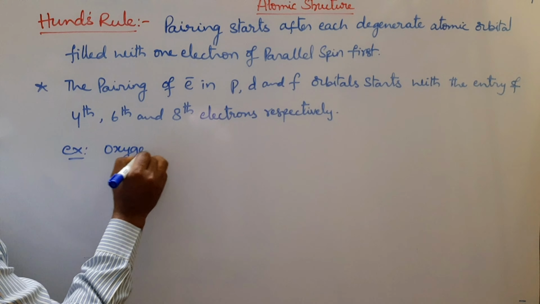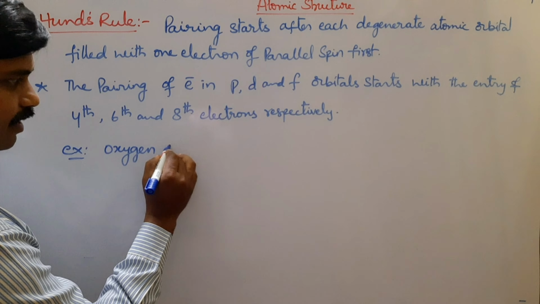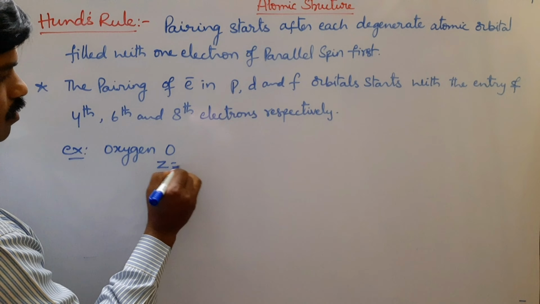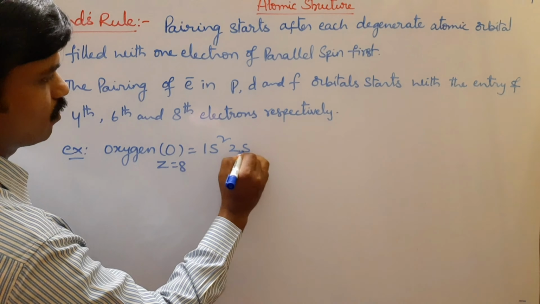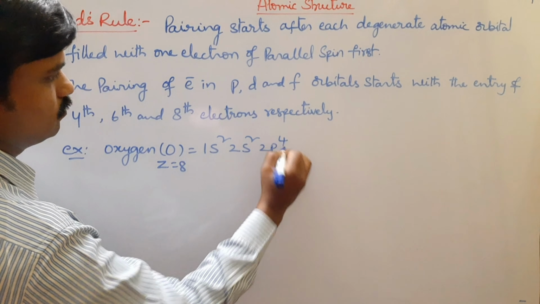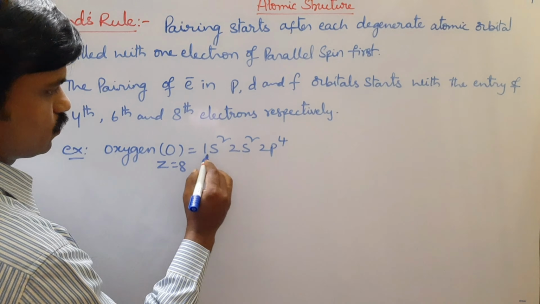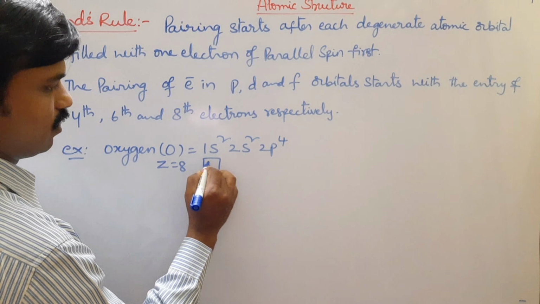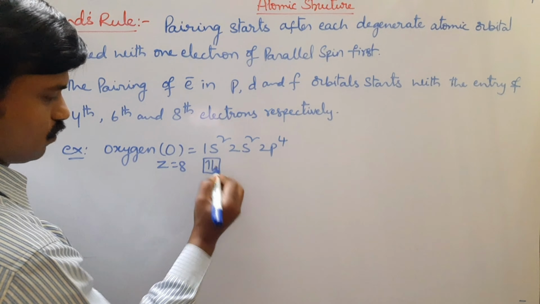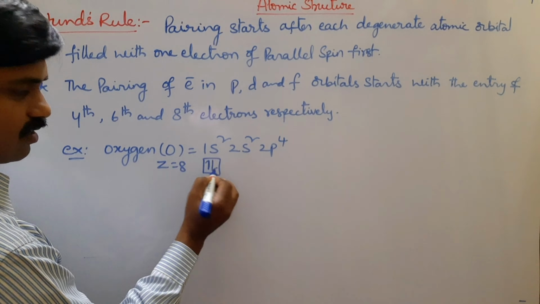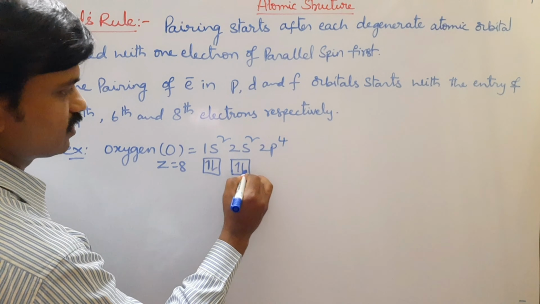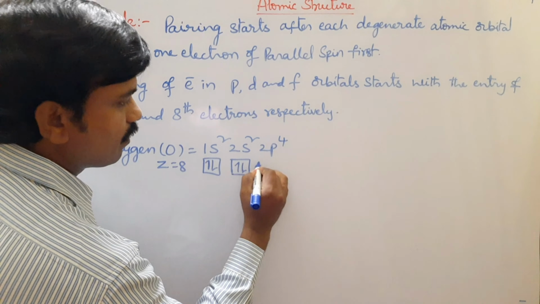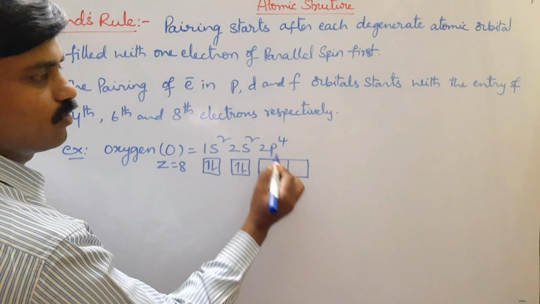Oxygen. Oxygen atomic number is 8. Its electronic configuration is 1s2, 2s2 and 2p4. In the 1s orbital, only 2 electrons are there, so you should fill one electron in the upward direction and the second electron in the downward direction. In 2s, here also one electron upward and the second electron downward. In the 2p orbitals, there are 4 electrons.